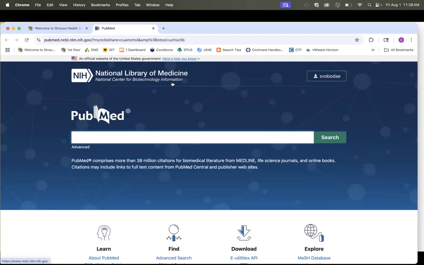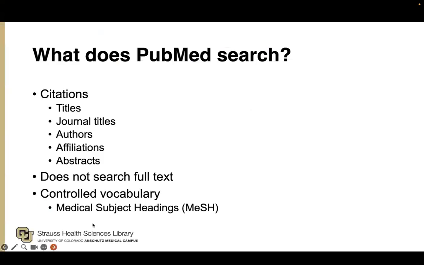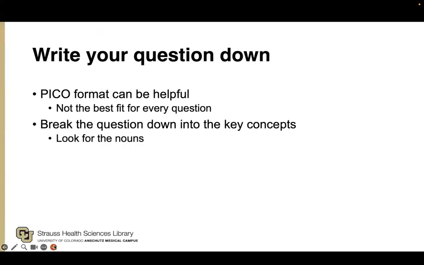So that's just a little bit about how to get to PubMed. Now we're actually going to do some searching. So the first thing I recommend doing if you're going to be doing any searching in any database, but certainly in PubMed, is to write your question down first. So when you write your question down, it can be helpful to follow a format. The PICO format is very popular on our campus because we are a health sciences campus.